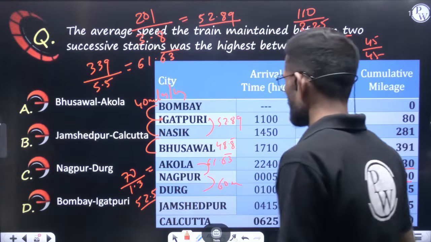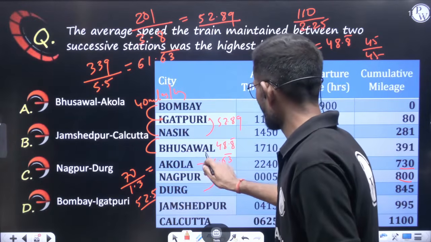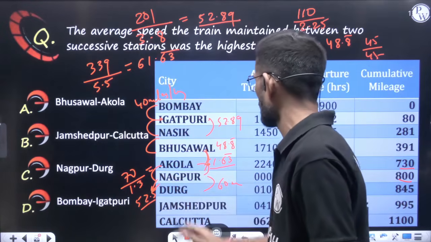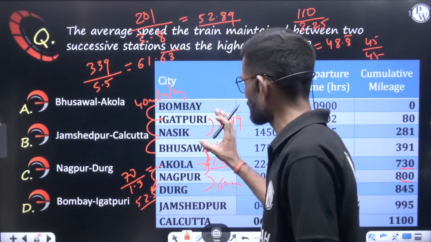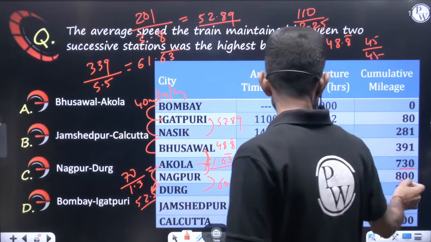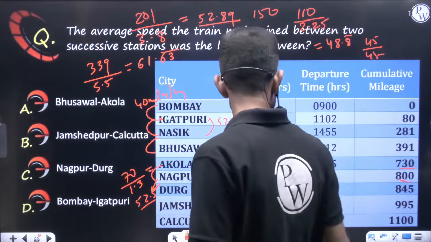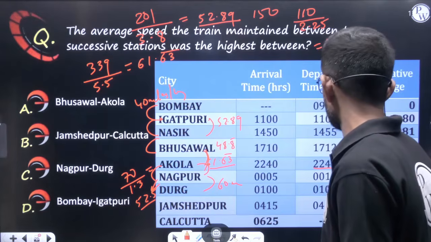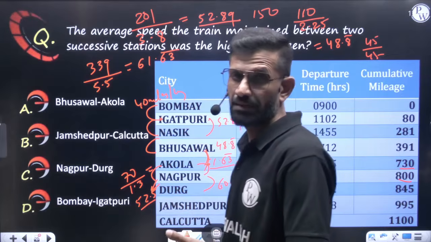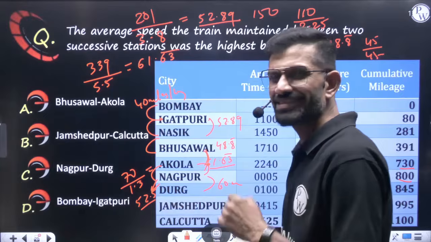Okay. Moving further, between Bhusawal and Akola it is coming 61.63. Akola to Nagpur came as 52.5, and here 60 miles. Up till now Bhusawal Akola is the maximum, but let us compare Durg to Jamshedpur. Durg to Jamshedpur, it is covering 150 miles, because 845 to 995 is 150 miles. In how much time? From Durg it started at 1:02, very near to 1, and reached Jamshedpur at 4:15, so from 1 to 4, it is 3 hours.